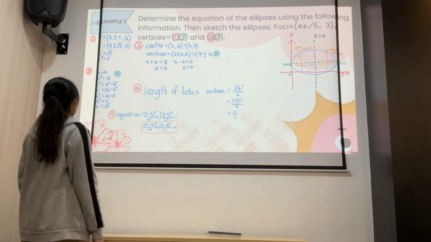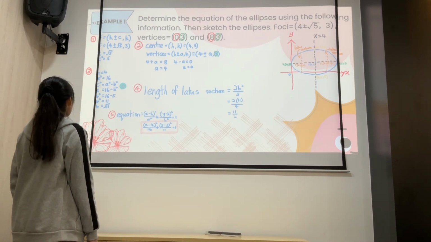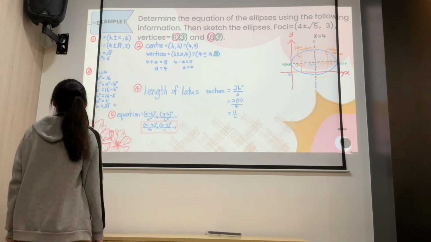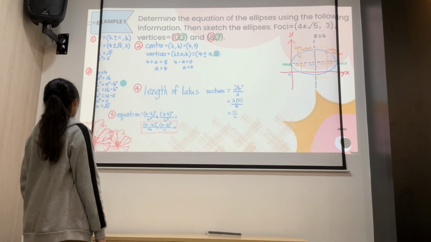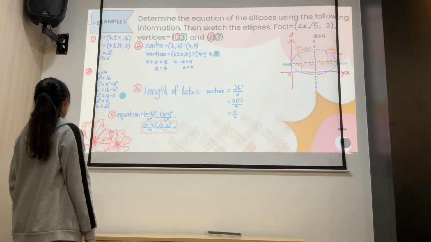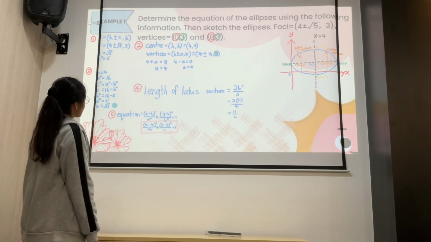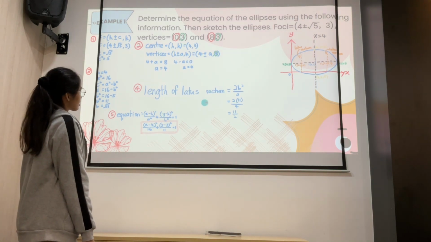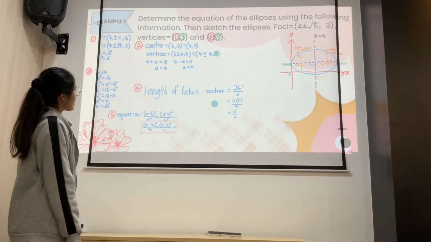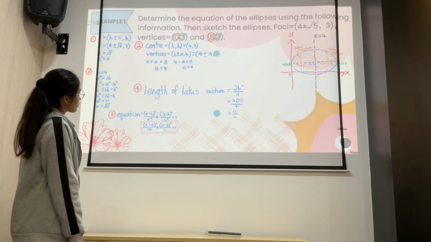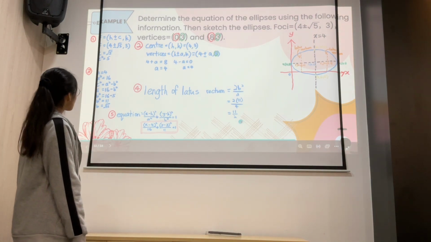So here we have the values of a and c. We can find b from the formula c squared equals a squared minus b squared. We substitute the values and get b equal to square root 11. The length of the latus rectum is equal to 2b squared over a. So we substitute the values of b squared and a, and we get the value is 11 over 2.